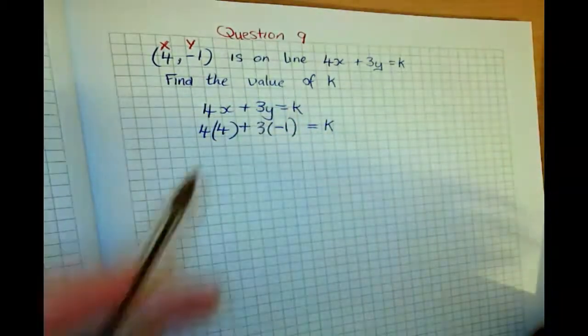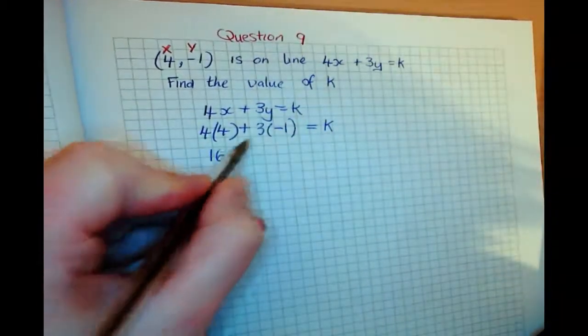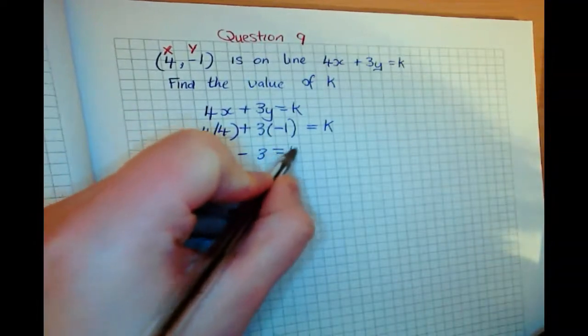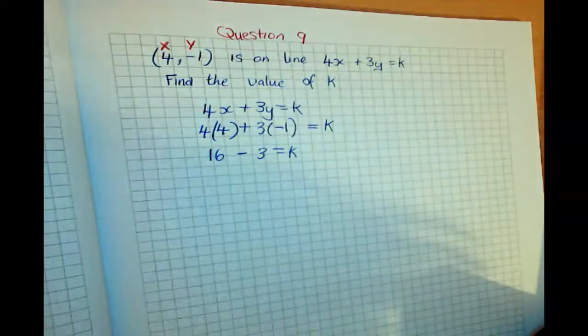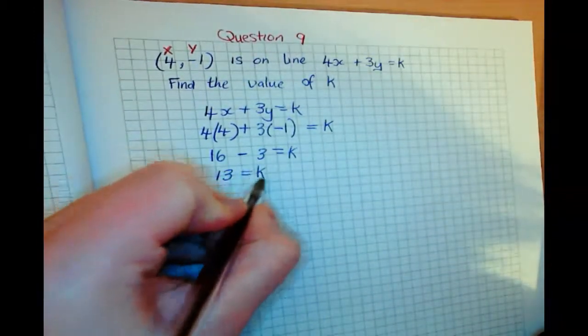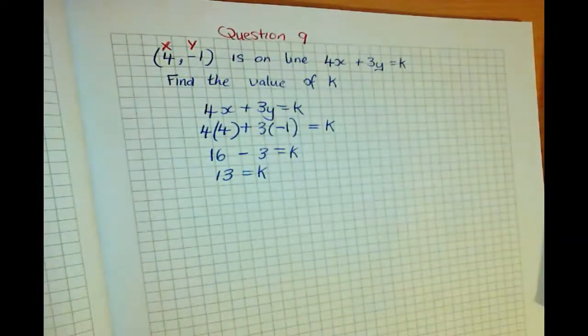So if I solve that, 4 4s are 16, plus by minus is a minus, 3 1s is 3, is equal to k. 16 take away 3 is 13, is equal to k. So we're just solving for k there.